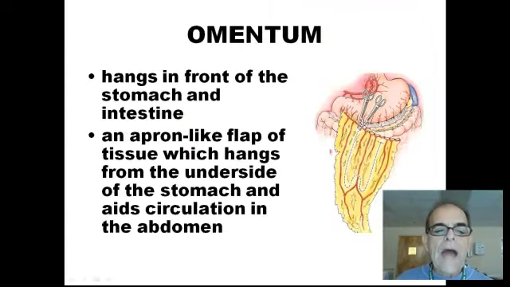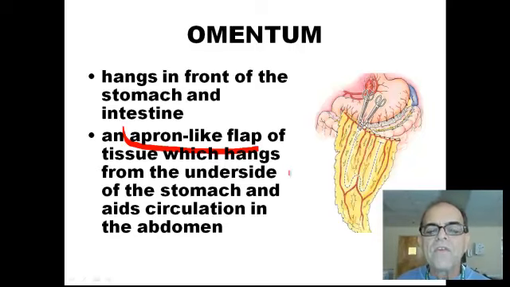Omentum, an apron-like flap of tissue, hangs in front of the stomach and intestine. This is not very important for ultrasound, but you can also visualize omentums and mesentery when the person has ascites. But if the person has no ascites, there are organs that even though we know they are there are not easy to see with ultrasound, because the abdomen and the bowel specifically have a lot of gas.